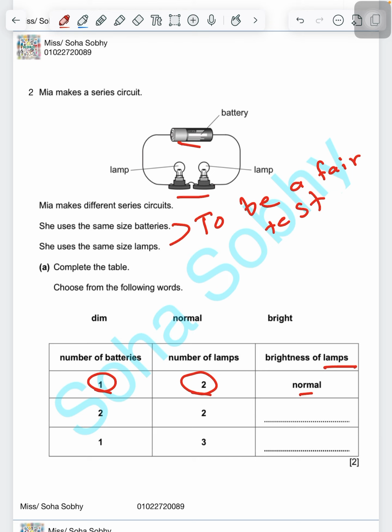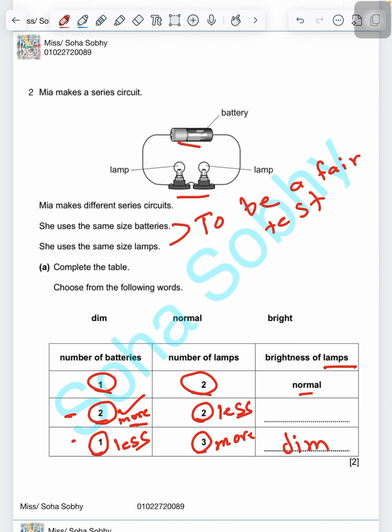Now let's compare this with this. Here you have 2 batteries and 1 battery. So the number of batteries here is higher than here. More batteries here, and here less batteries. Number of lamps. Here you have 2 lamps, but here you have 3 lamps. So here less lamps, but here more lamps. As we said, more lamps and less batteries mean the brightness of lamps will be dimmer. So here we will write dim.